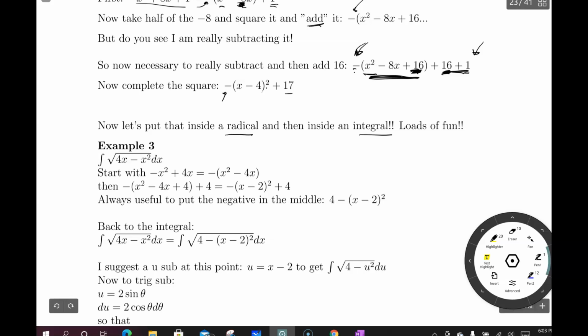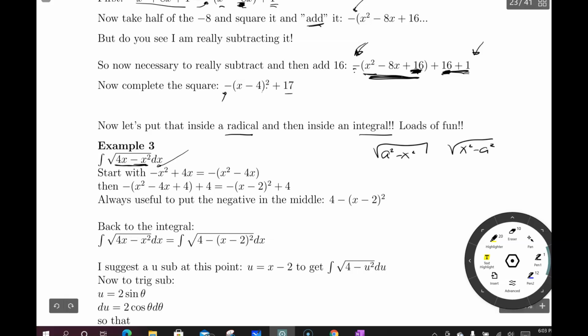Let's add a radical and put it in the integral. Okay, here we go. So here it is. I'm looking at this, and the reason I'm motivated to complete the square is I'm noticing I've got a square root. Wouldn't it be nice if I had an a squared minus an x squared, or an x squared minus an a squared, so I could do a trig substitution? So that's why I'm motivated to complete the square.